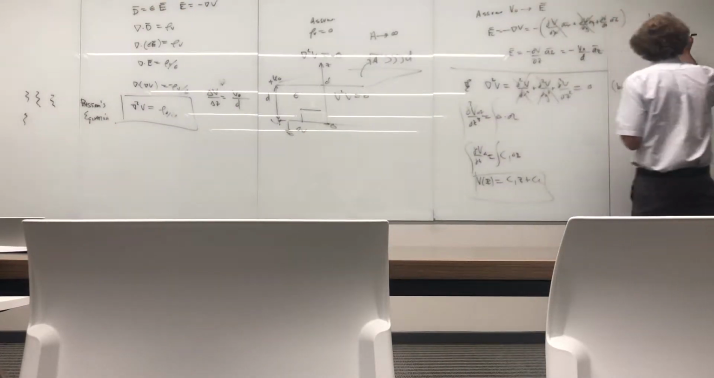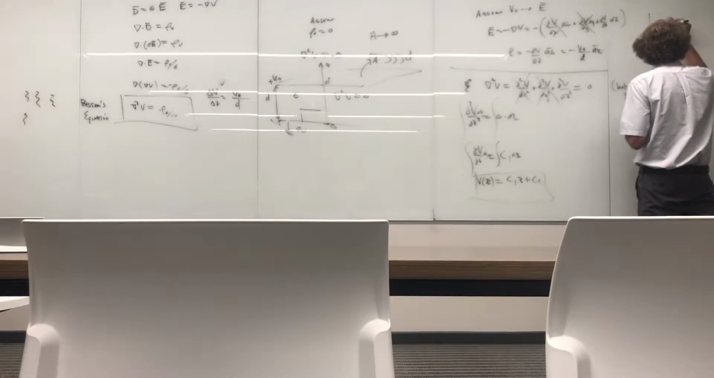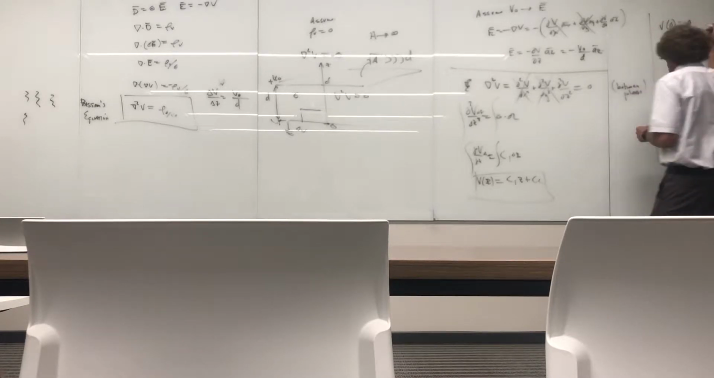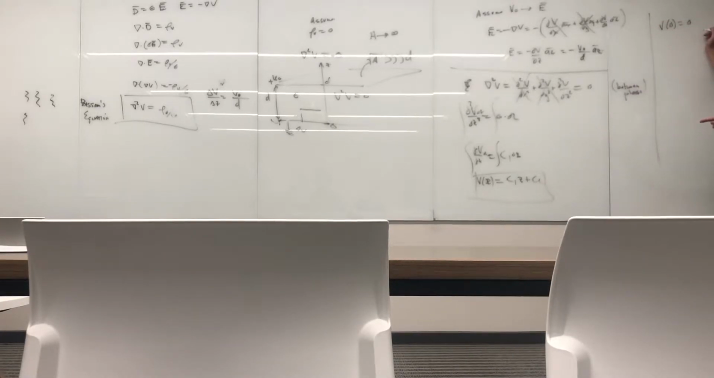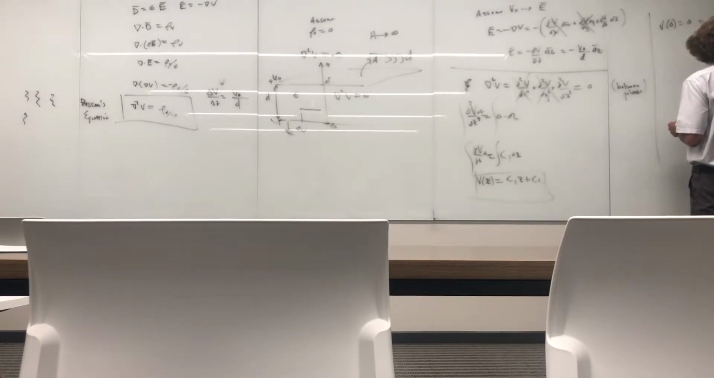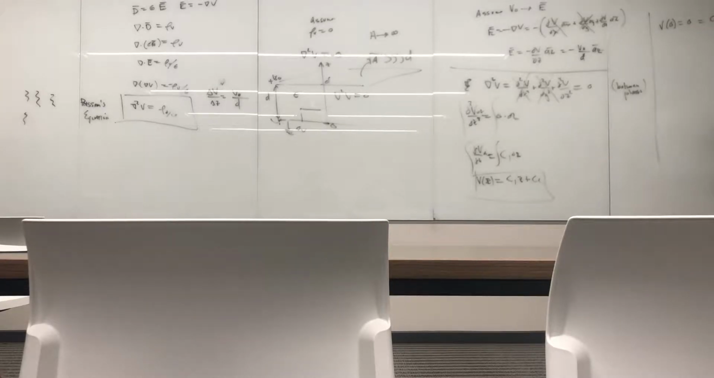Well, what do we know? We know that V at 0 equals 0 volts, right? When z is 0, correct, class? And that means c1 times 0 plus c2 is equal to 0. And what does that really tell us? c2 is 0. That's right, c2 is 0.